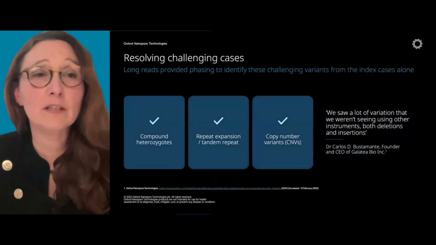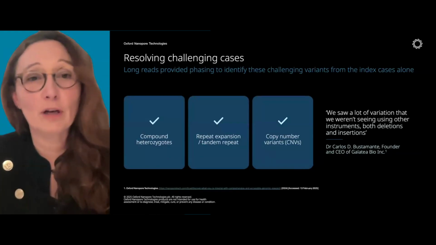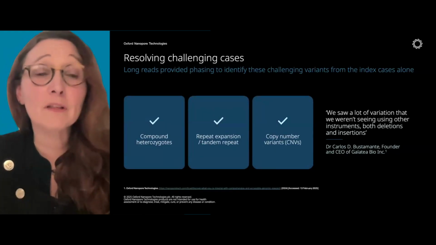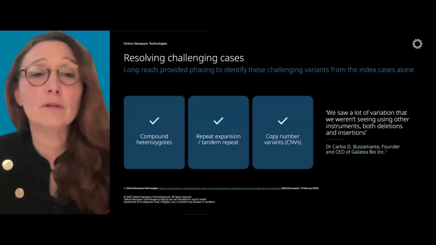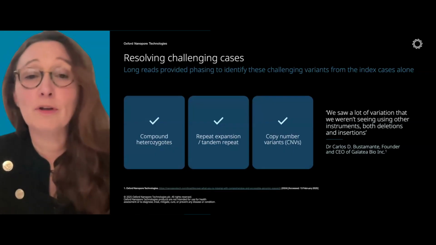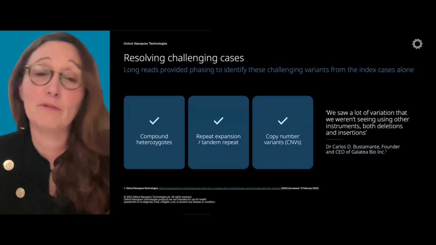There is a mounting amount of evidence that long read really enable resolving challenging cases. I'm thinking in particular compound heterozygous, where phasing is really important, but also regions that are rich in tandem repeats or repeat expansion, and copy number variant, where the sheer length of the reads enables the physical coverage of the region and its resolution.